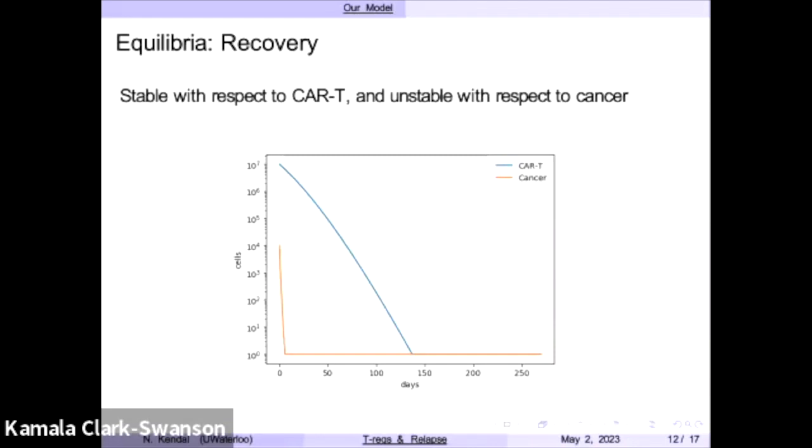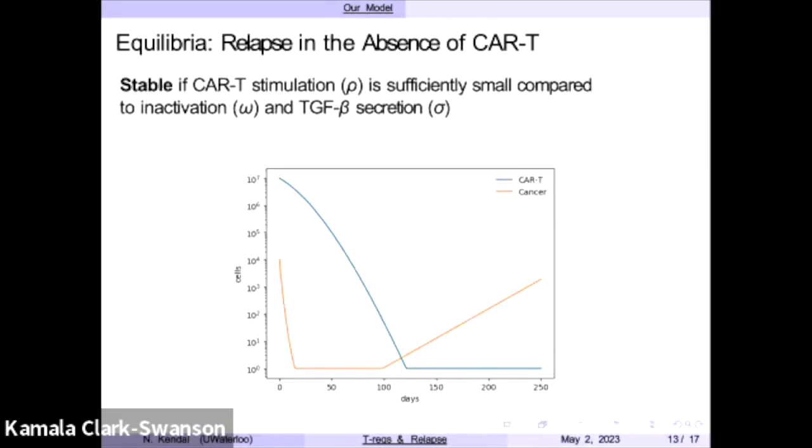And of course, this is where I'll have to remind you that it's not realistic for CAR T cells to take 150 days to die out when the cancer is dead in about 2. But again, it's the asymptotics that we care about rather than the exact number. And likewise here, we have relapse in the absence of CAR T. This is what we were hoping to be able to find. And indeed, not only can we reproduce this, but we can find a condition for it to be stable. In particular, we need the stimulation to be sufficiently small compared to the inactivation and the secretion of TGF-beta.